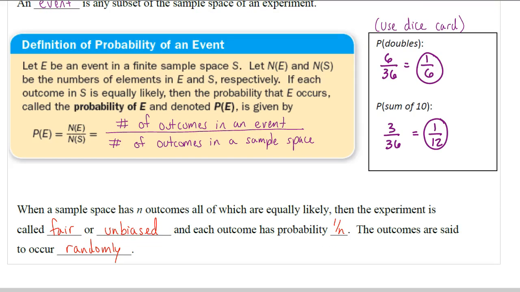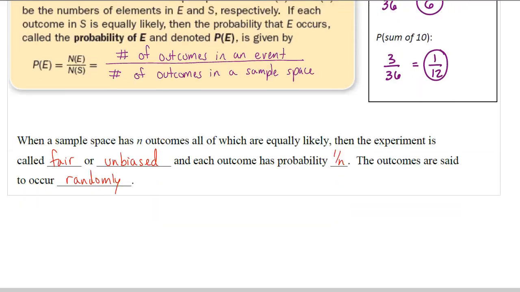Now when a sample space has n outcomes, all of which are equally likely, then the experiment is called fair or unbiased. And each outcome has a probability of 1 over n. The outcomes are said to occur randomly. What does all that mean?